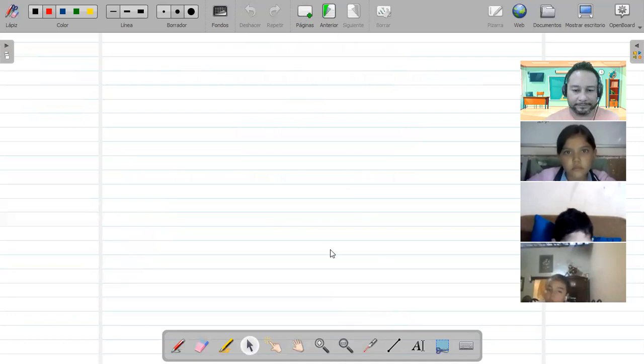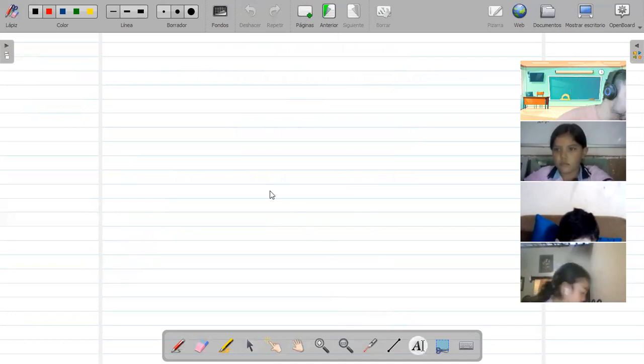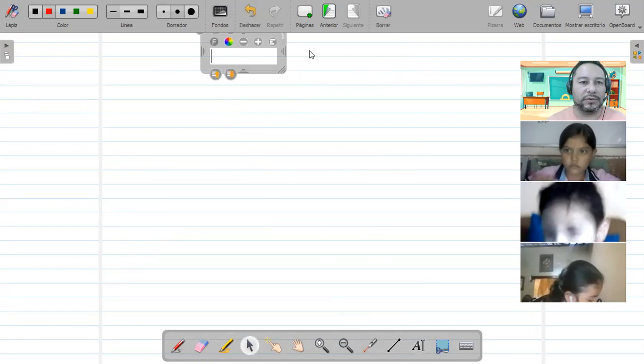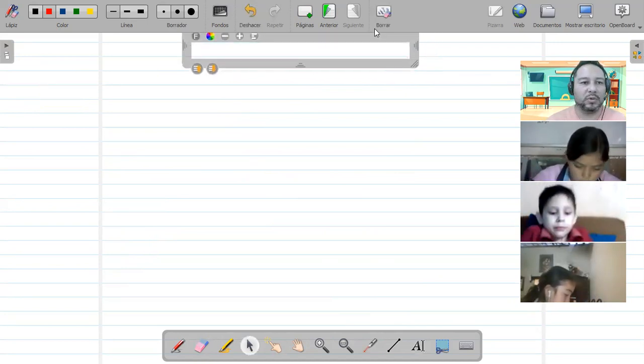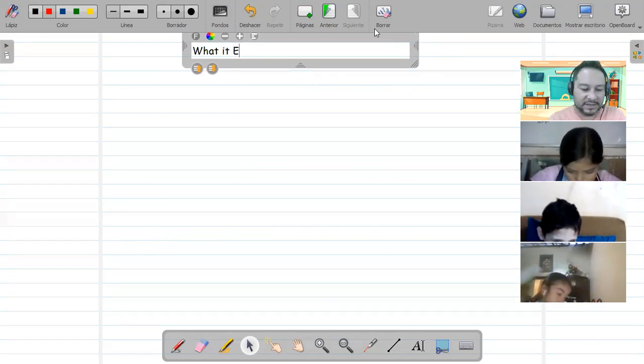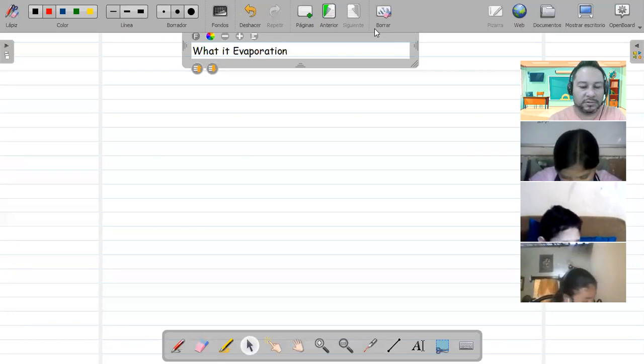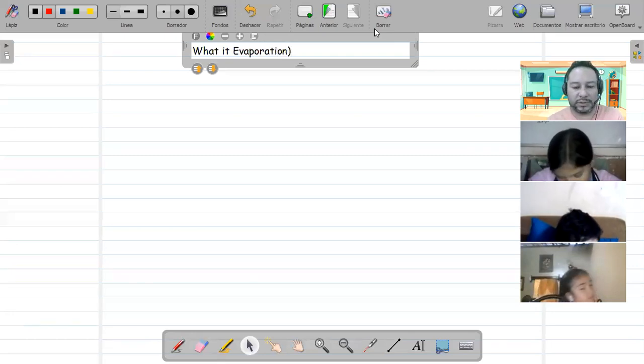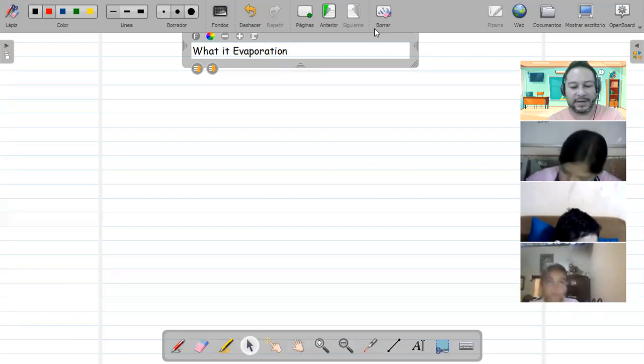Right down there, evaporation. What is evaporation? This is the topic. It is a question, but it is also the topic. What is evaporation?